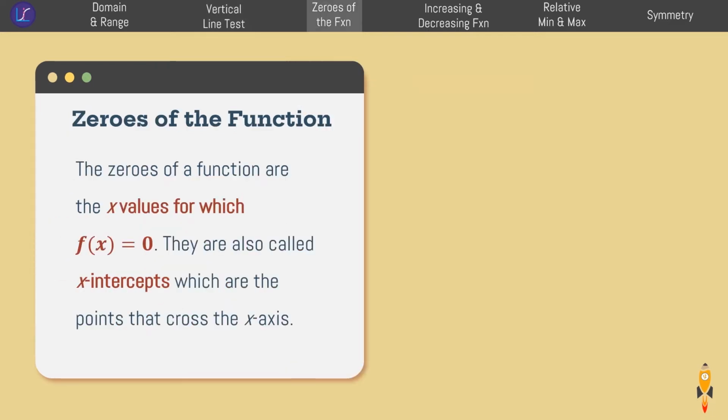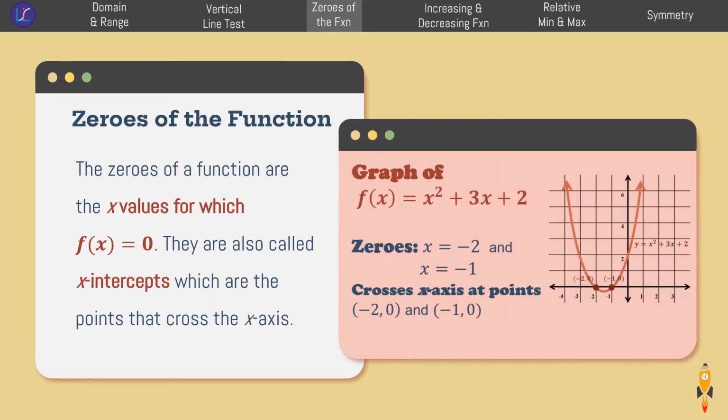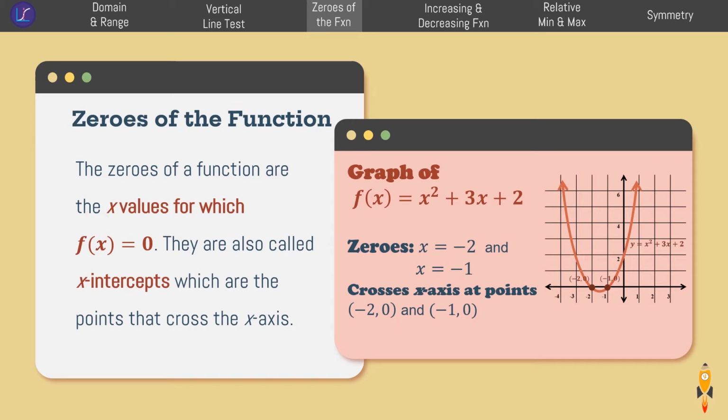What are the zeros of a function? The zeros of a function are the x values for which f(x) is equal to 0, or y is equal to 0. They are also called x-intercepts, which are the points that cross the x-axis. For example, this is the graph of f(x) = x squared + 3x + 2. If f(x) is equal to 0, or if y is equal to 0, the x values are negative 2 and negative 1, based on the graph.